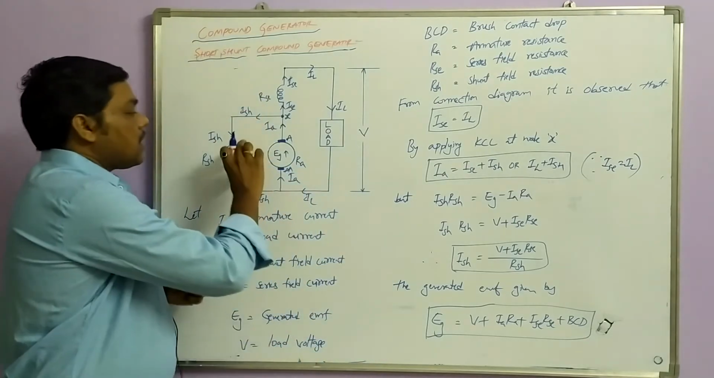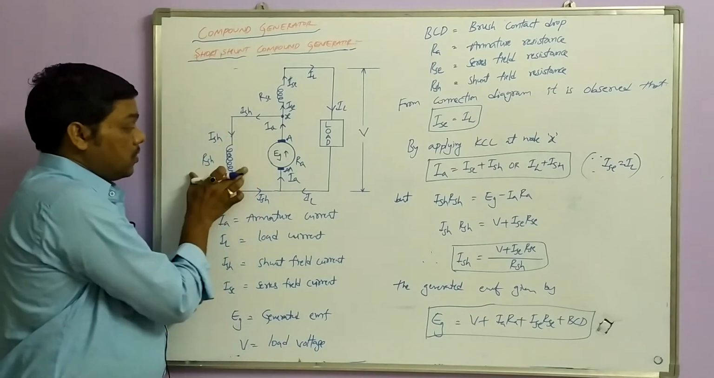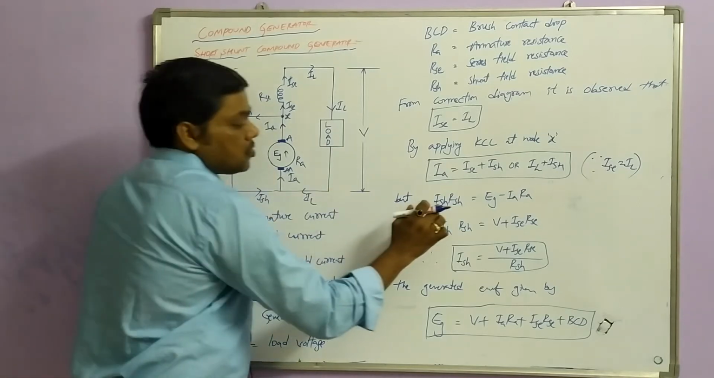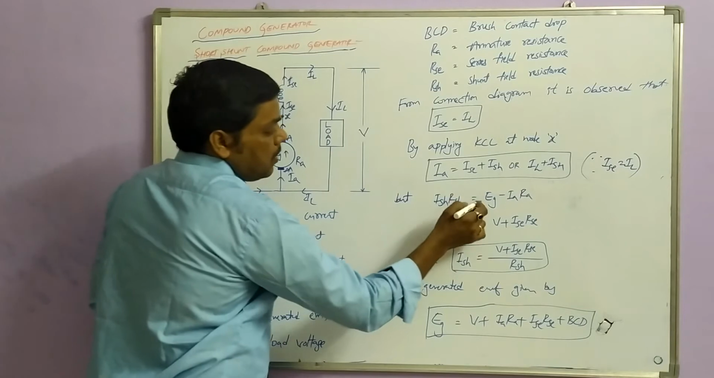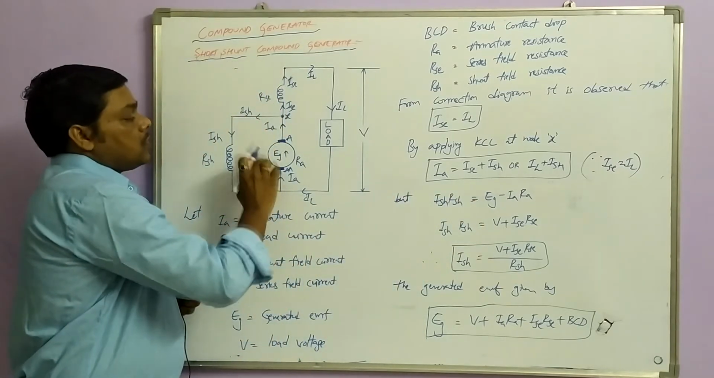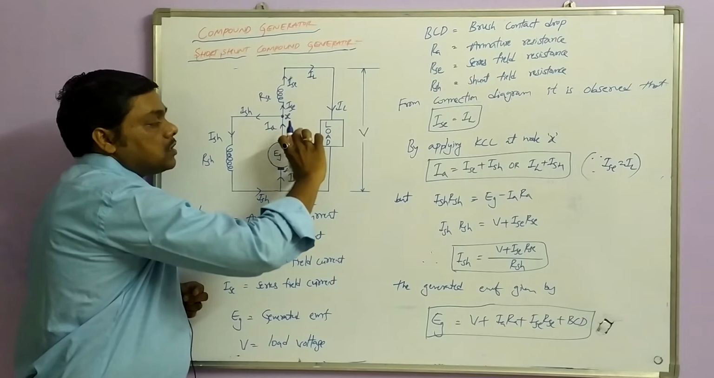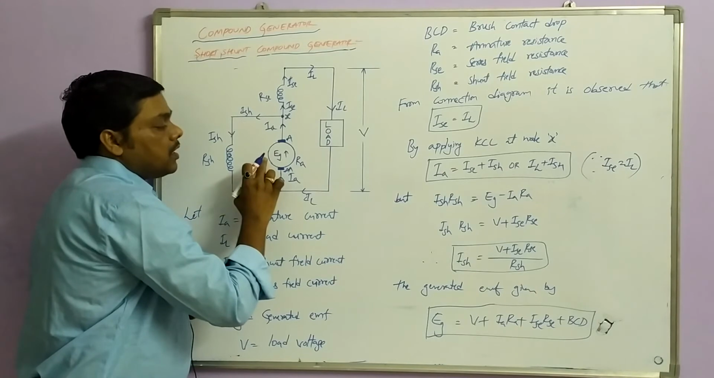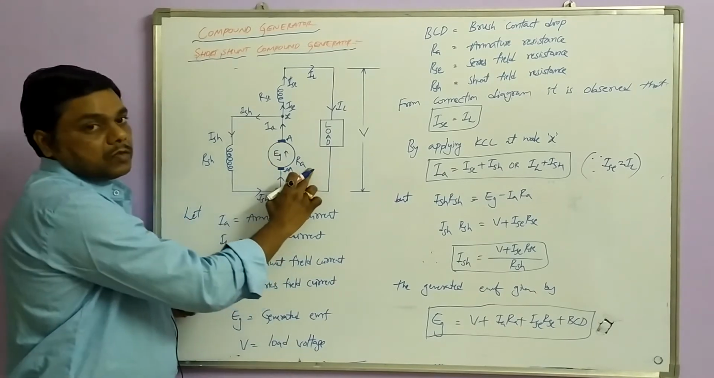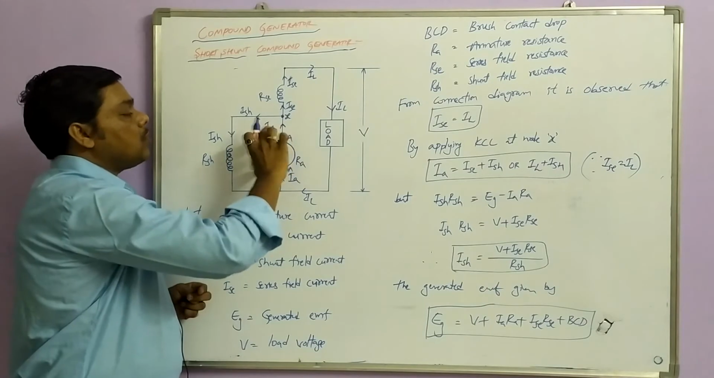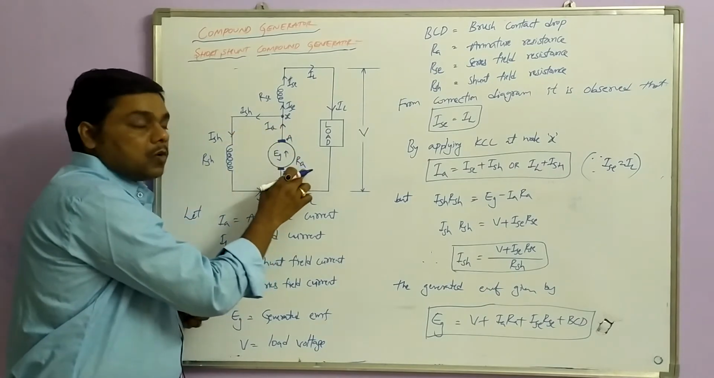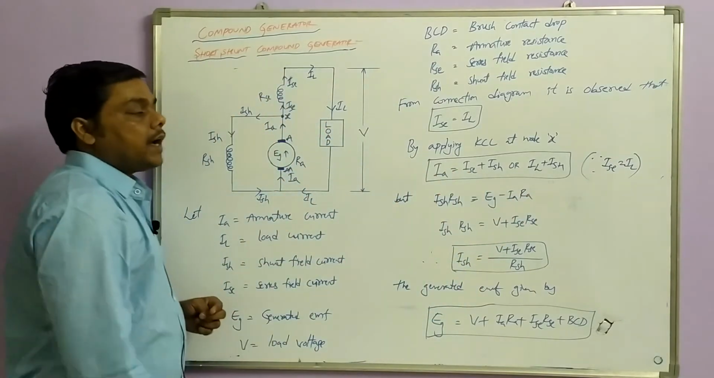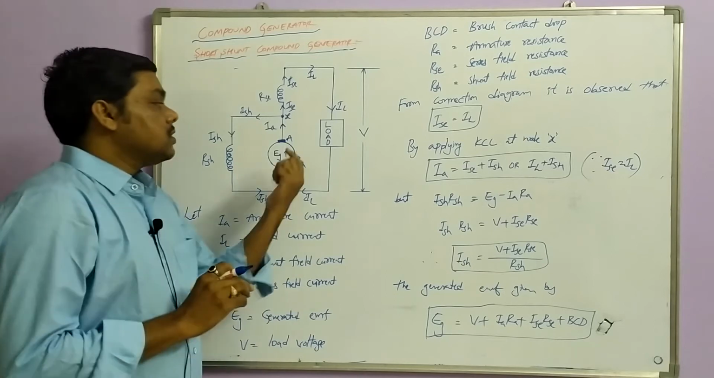So I can take the relation: the voltage across the shunt winding is nothing but Ish into Rsh, as per Ohm's law. Now this is connected in parallel to the armature. So what is the actual voltage across the armature? Generated EMF minus the drop in the armature. The generated EMF may not be available across this winding since it has the internal voltage drop Ra. So Eg minus Ia Ra is the actual voltage available across this armature.